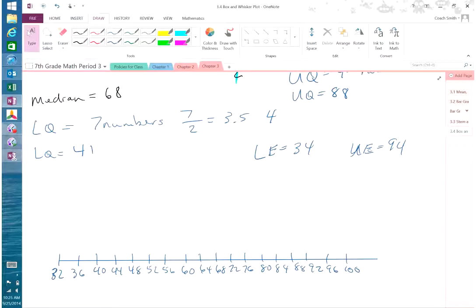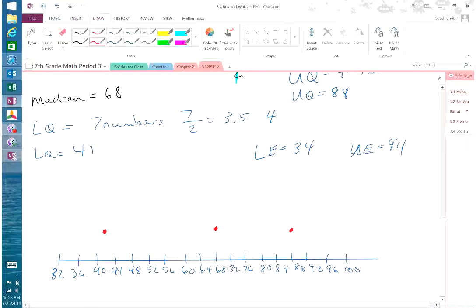The first thing is do my median, 68, and I'm going to put a point there above the number line. Okay? Then my lower quartile was what? 41. So I'm going to put it right there. Okay, then my upper quartile is 88. So it's going to go right there.